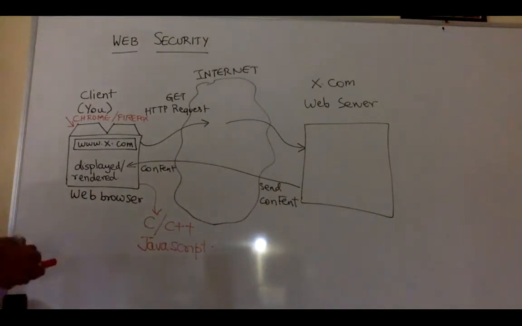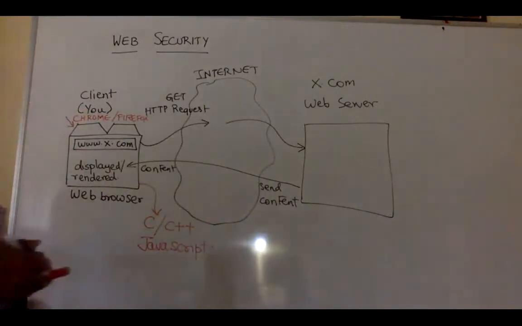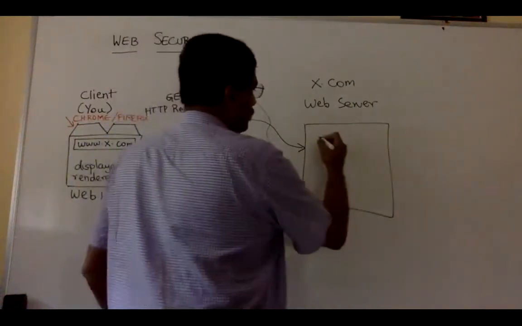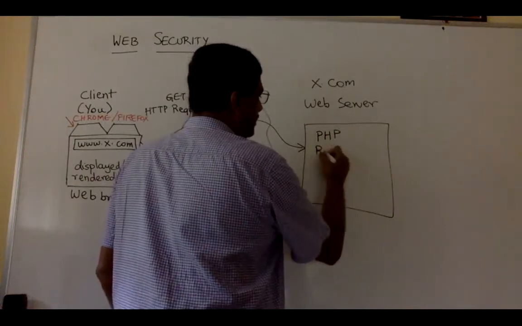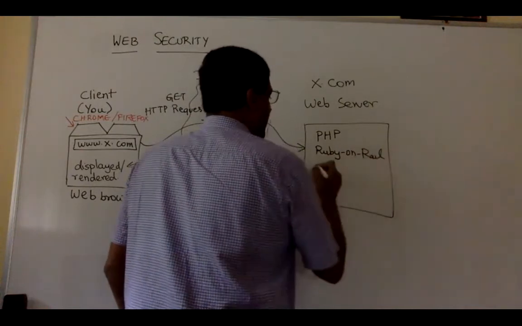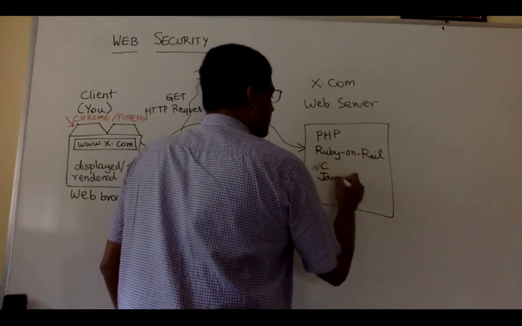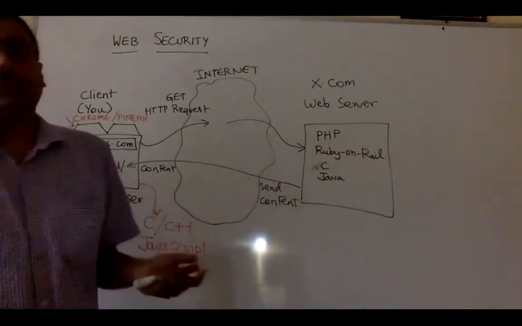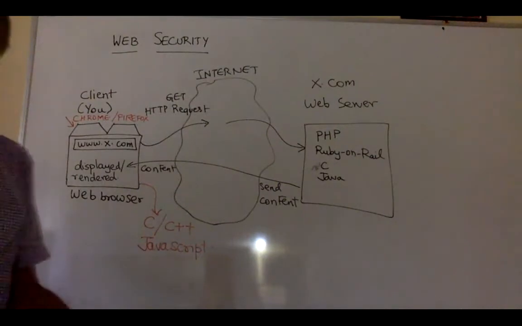Okay, so now what happens is that when you send over this HTTP request over to the web server, the web server itself is written in various languages. It could be written in a language like PHP, it could be written in a language like Ruby on Rails, or it could be written even in a low-level language such as C. It could be written in Java, whatever it is, right? The web server's job is to take requests and generate web pages for you. Okay, so the web server, as I've shown over here, is a fairly standalone web server.